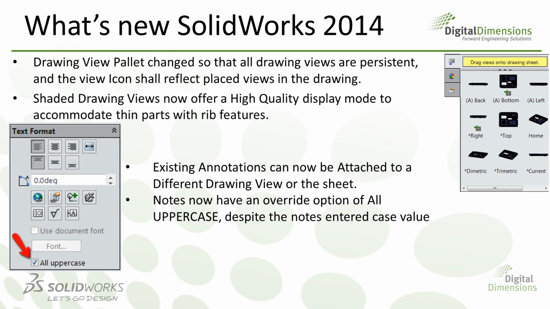In addition to this, shaded drawing views now offer a high quality display mode, and this will help to clean up any shaded views that you might add to your drawing of thin-walled parts that happen to have rib features behind them, or perhaps an assembly drawing with a thin-walled part in front of components that are touching the rear side face of that component. This will prevent the back components from bleeding through. Again, this was never an issue with non-shaded views, but with shaded views it never offered a high quality mode, so the draft quality mode that it was in allowed back components to bleed through.